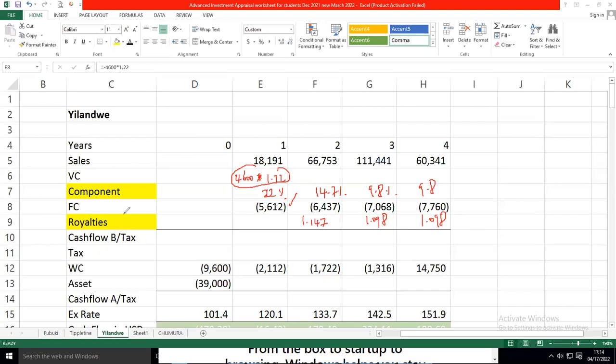So the fixed cost, please. You drag your formula there, make sure that you get that one right. And let's be conversing. Variable cost, in what currency are they coming? These are in YR. There's no need for conversion, just like the fixed cost.